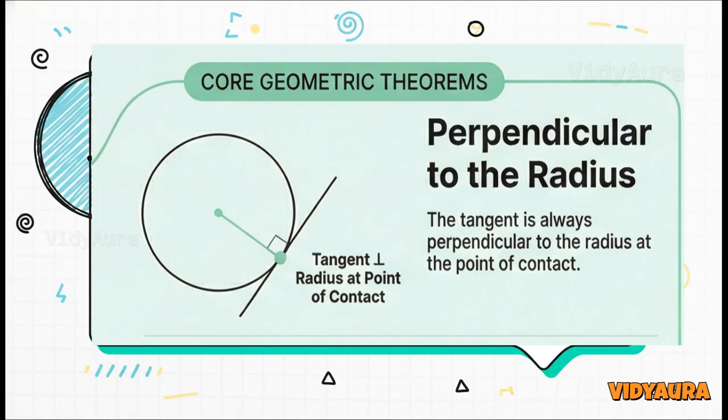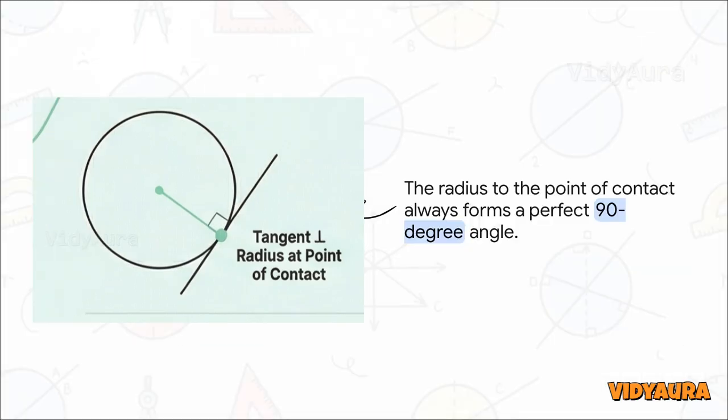Okay, here it is. Theorem 10.1. Now don't let the word theorem scare you. All this is saying is something really simple but super powerful. The tangent at any point on a circle is perpendicular to the radius at that point. In other words, they make a perfect 90-degree angle. Every single time.